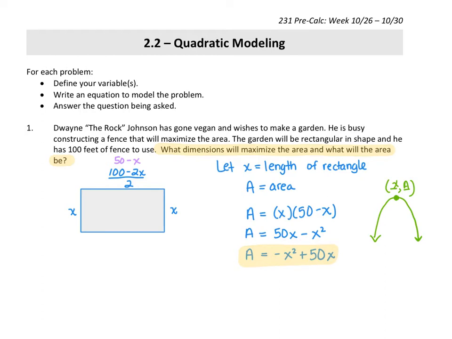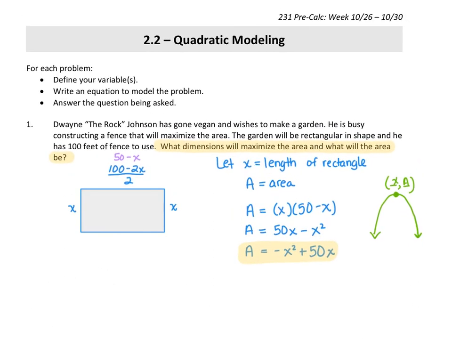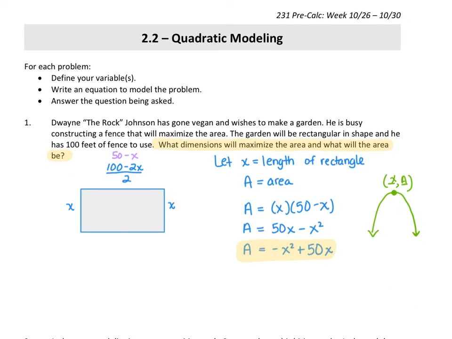So to figure out this problem, I just need to figure out what the vertex is. And we can use negative b over 2a. So the x-coordinate of my vertex is going to be negative 50 over 2 times negative 1. So that's going to give me 25. And then, in order to get the maximum area, the width should be 25.